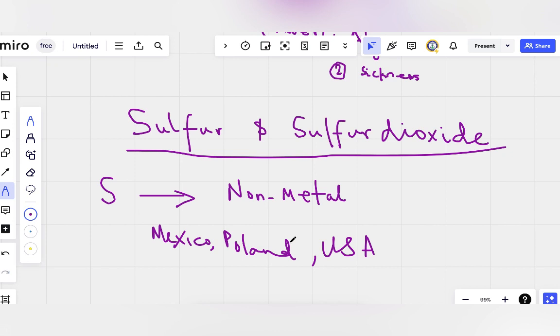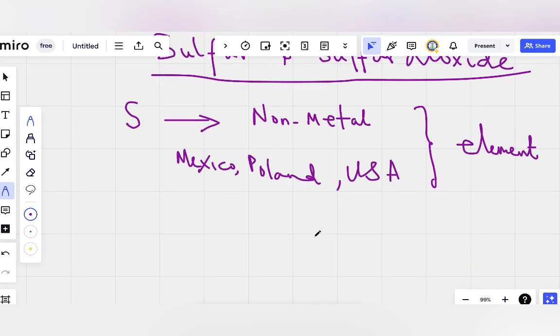Sulfur also occurs as a compound, not only as an element. What I've mentioned so far is the occurrence as an element underground. Sulfur can also occur in compounds, and this is where you find it in natural gas. We abbreviate compounds like this.